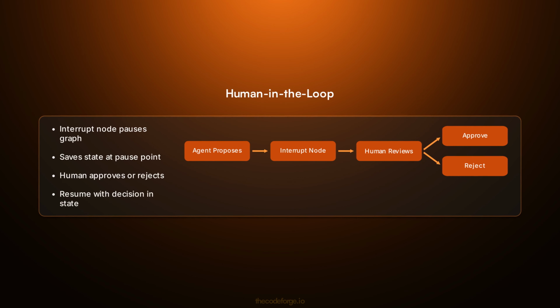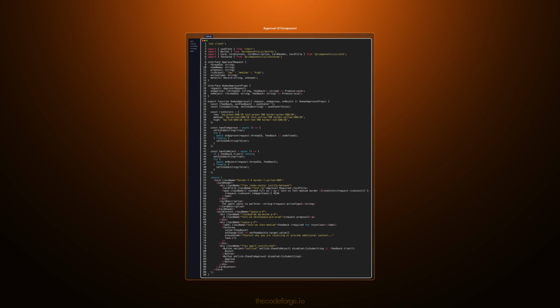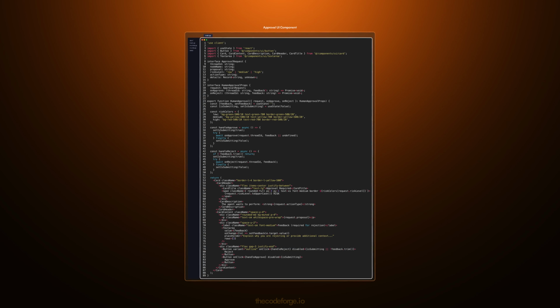High-risk actions need human approval. The graph pauses at an interrupt node, presents the proposal to the user, and resumes with the decision. The state is frozen between interrupt and resume. This React component renders the human-in-the-loop approval UI. It shows the proposal, risk level, and approve/reject buttons. Rejection requires feedback so the agent can revise.